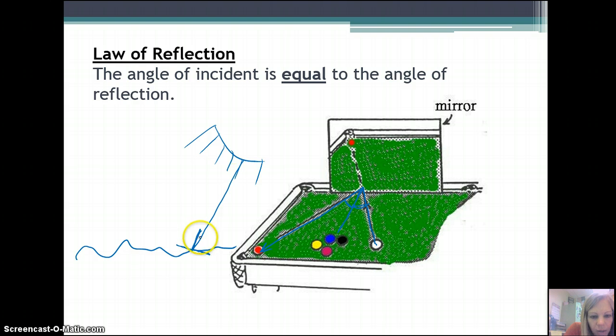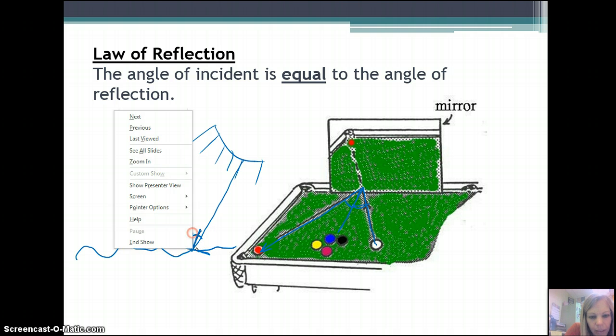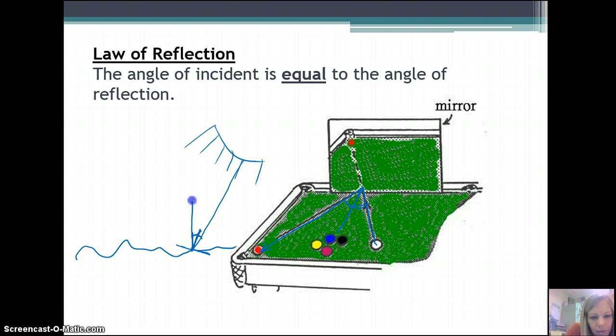And so I know that if this is my incident wave coming in, I've got my angle here, and that means that my angle over here will be the same, which doesn't look great in my drawing, but you know how terrible of an artist I can be. But these two angles would be the same, so this would be the reflective wave off of that water.